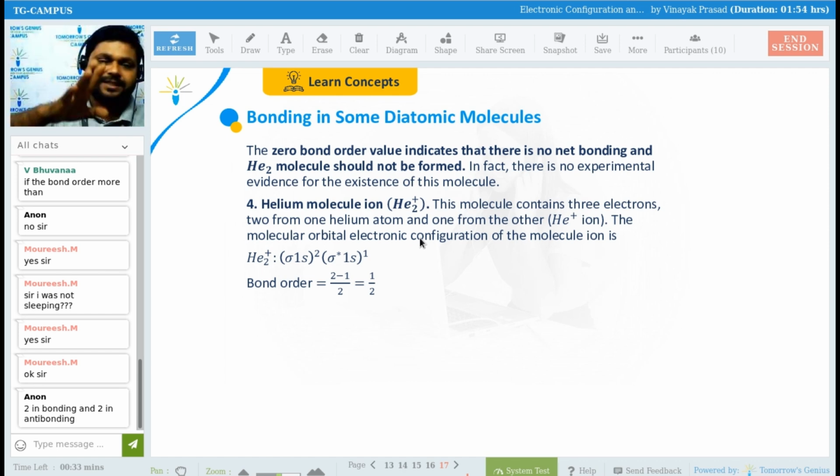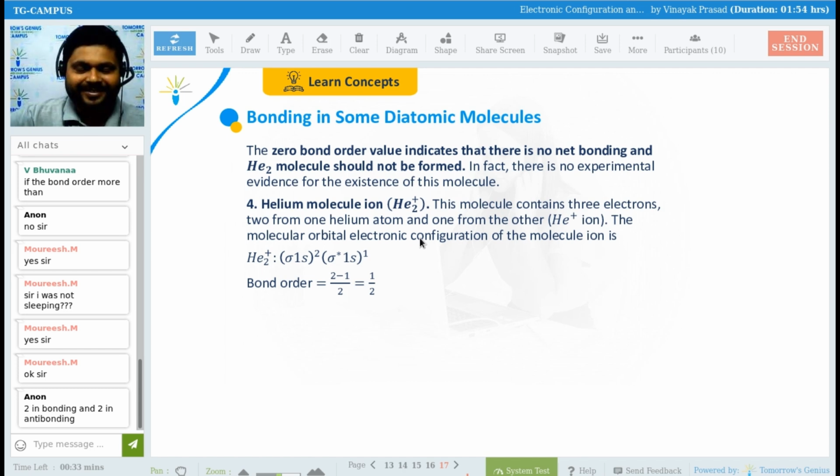Getting my point, everyone? Am I clear here? Where is Anil Dev? Anil Dev, tell me, will the Xe2 molecule be formed or not? No, sir. Why not? Yes, noble gas. So why will it not be formed? There are no electrons to share. Yeah. So there will be no electrons to share. So the bond order will be what?